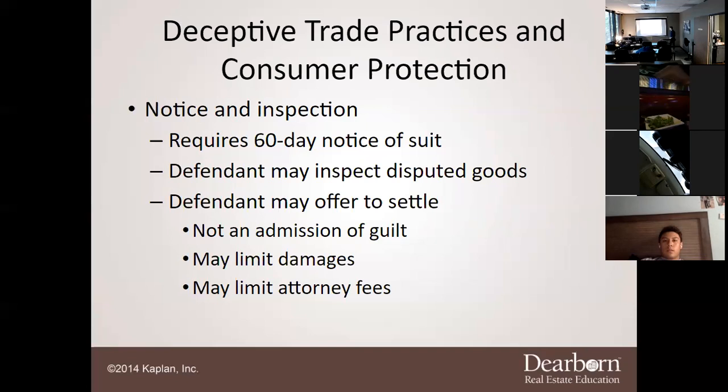So basically, this is just trying to keep the matter out of court. It's trying to get it resolved before it actually has to go to court. That's basically what that 60-day notice is, and giving the defendant these rights. It's basically, can we get this solved before we actually have to go before a judge? Can we do that? So that's what this notice requirement is. Nobody wants to go to court if they can avoid it, right?